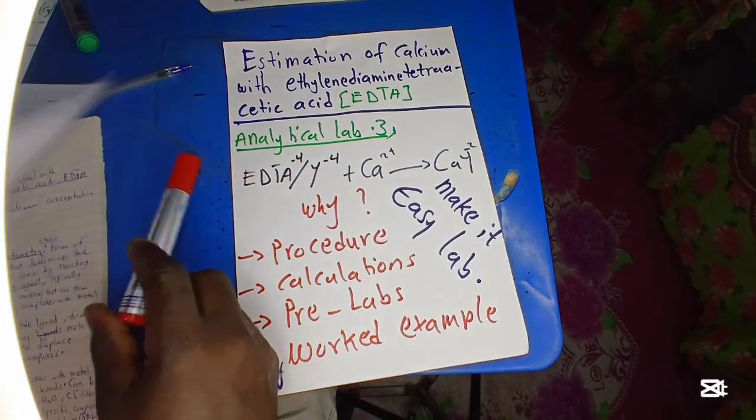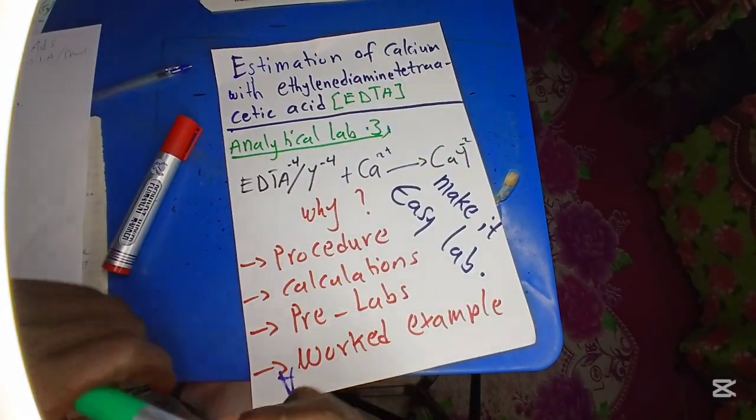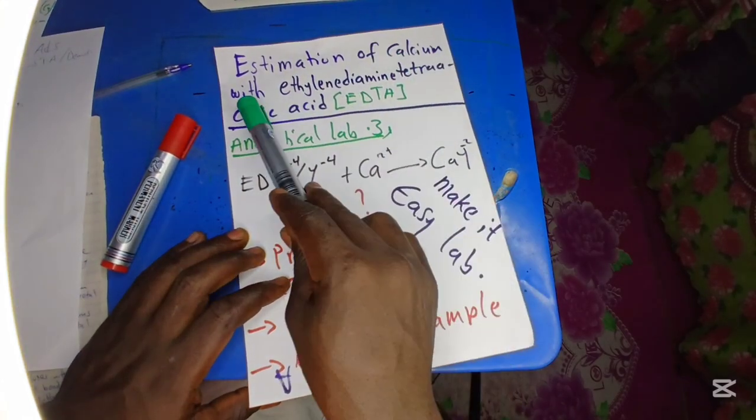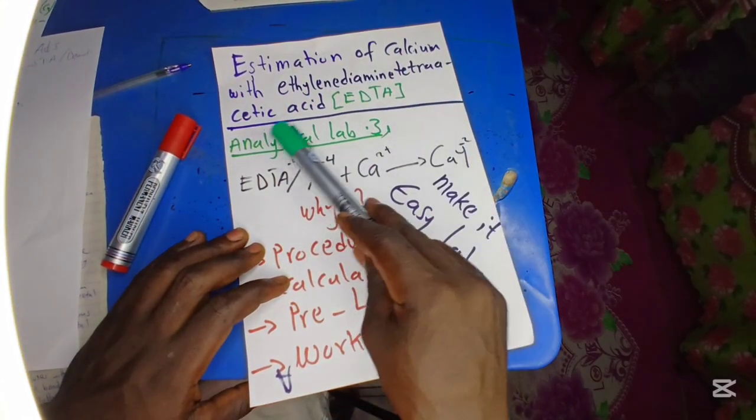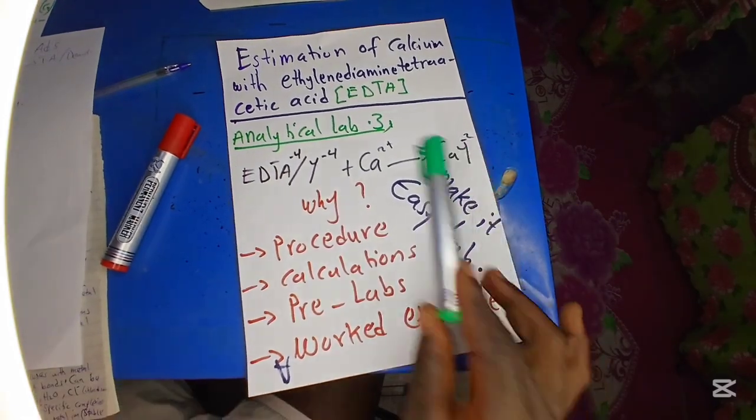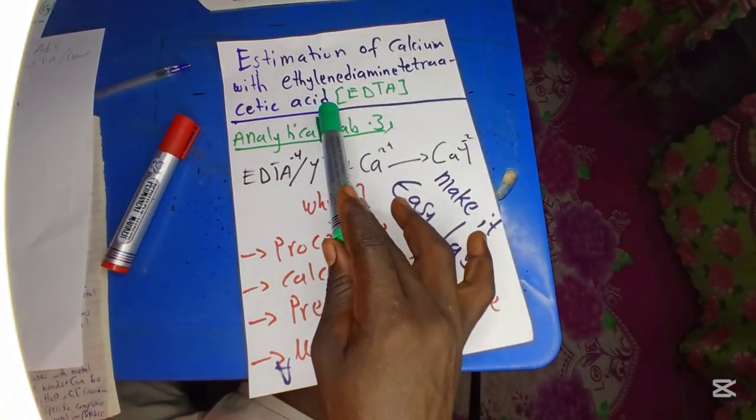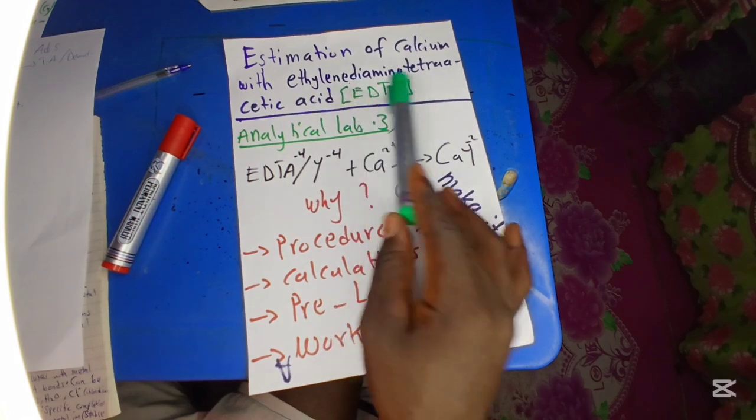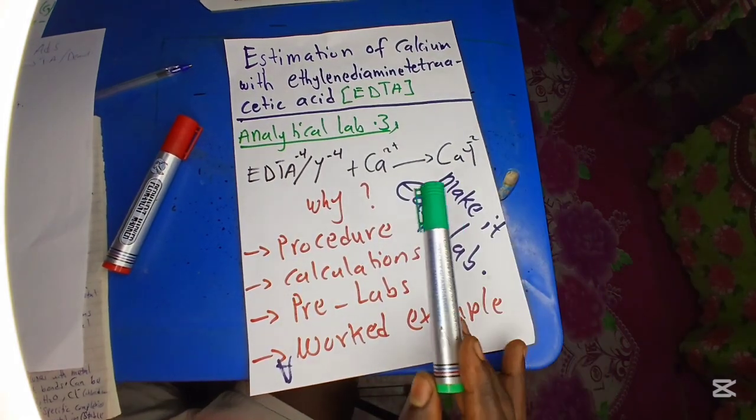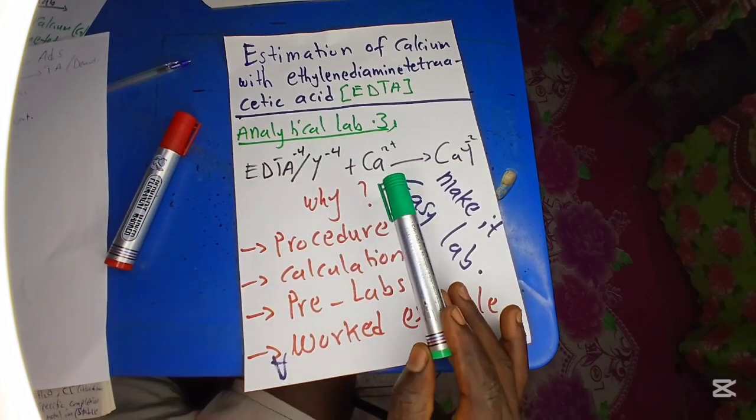Hello. In this video, I'm going to take you through a lab work, that is estimation of calcium with ethylene diamine tetraacetic acid, which is EDTA. Ethylene diamine tetraacetic acid is also called EDTA. That is a short form for this ligand. And I will take you through the aim of this experiment.